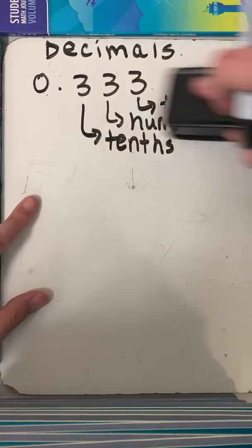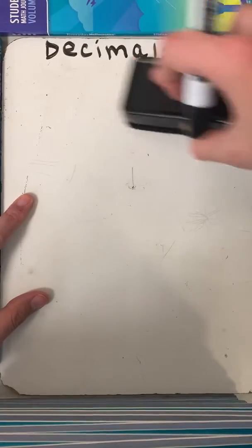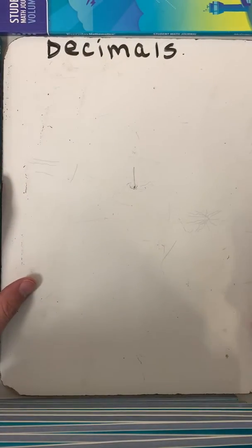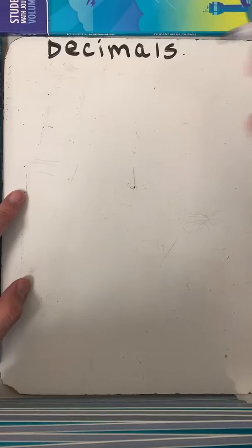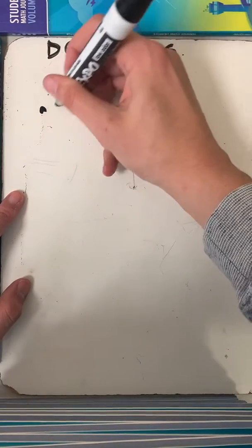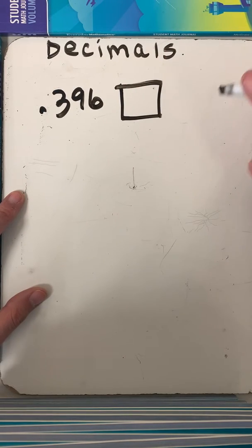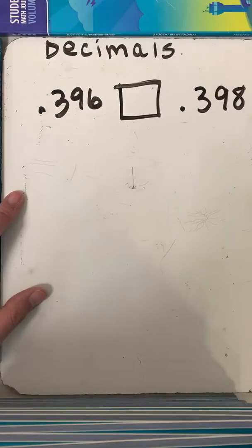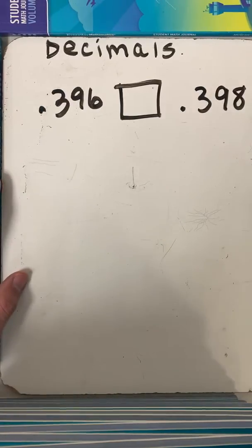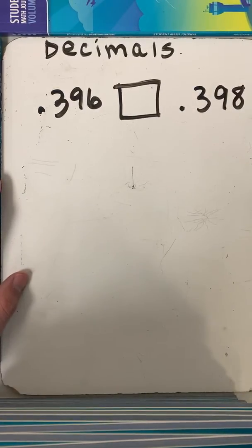Now, another thing that we learned this week that'll be on our quiz is comparing decimals. So for example, if we have 396 thousandths and we want to compare that to 398 thousandths. Now, your child has done comparing in 3rd and 4th grade. It's not a new concept, but with decimals it is.